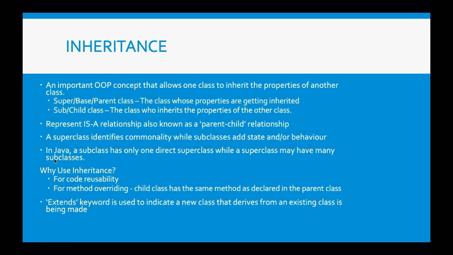can have many subclasses. I'll use a parent and child example as well. A child only has one parent, but a parent can have multiple children. That is the same with Java. A parent class can have multiple child classes, but a child class has only one direct parent class and cannot have two parent classes.